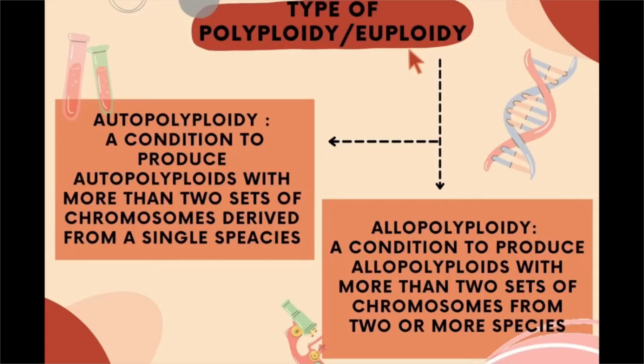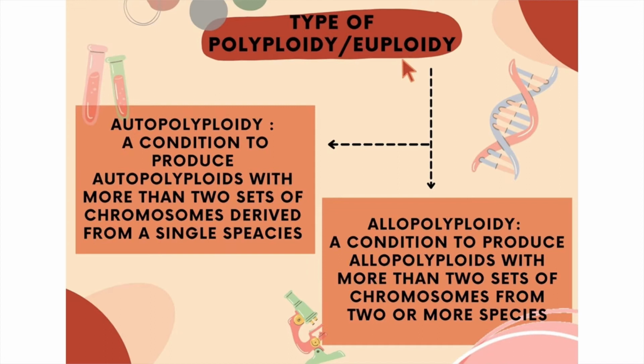There are two types of polyploidy, which are autopolyploidy and allopolyploidy. Autopolyploidy is a condition that produces autopolyploids with more than two sets of chromosomes derived from a single species. The second one is allopolyploidy. Allopolyploidy is a condition that produces allopolyploids with more than two sets of chromosomes from two or more species.